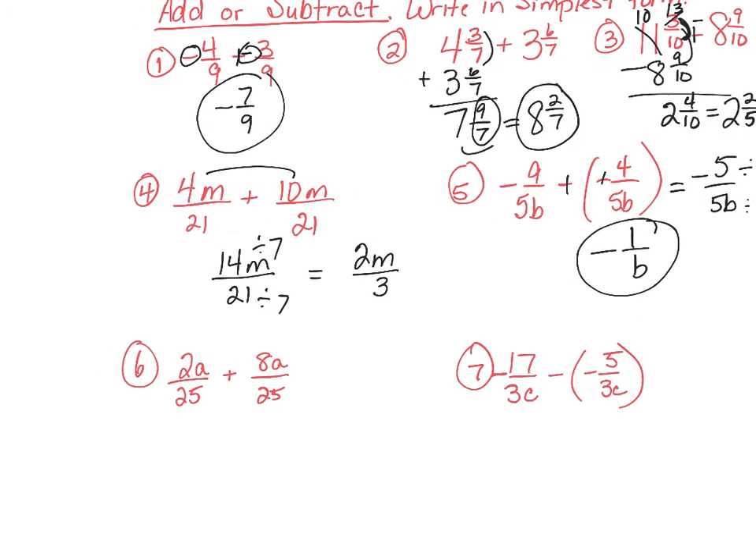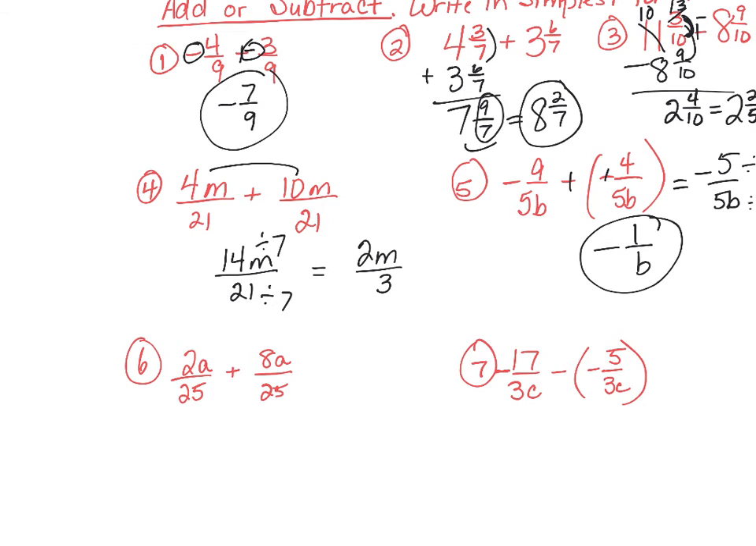Okay? Number 6, they're like terms, so I'm going to add their numerators because the denominators are the same. I get 10a over 25, and then I can divide each of these by 5, and I get 2a over 5.